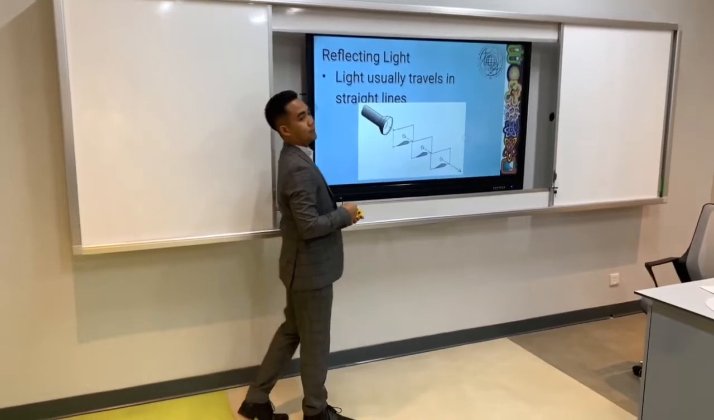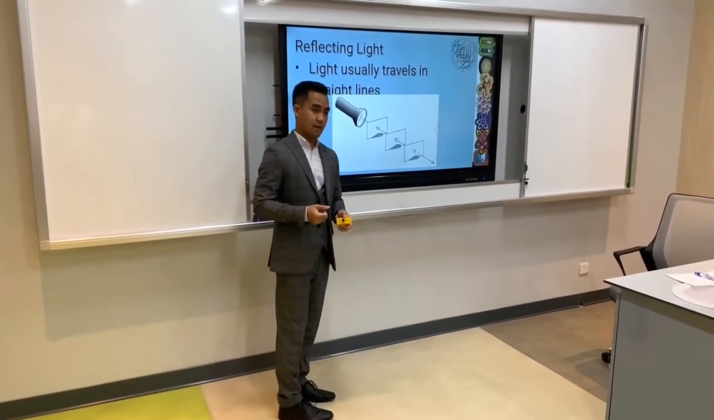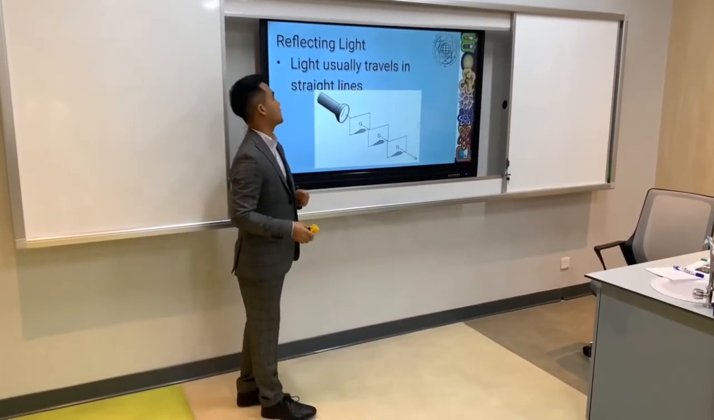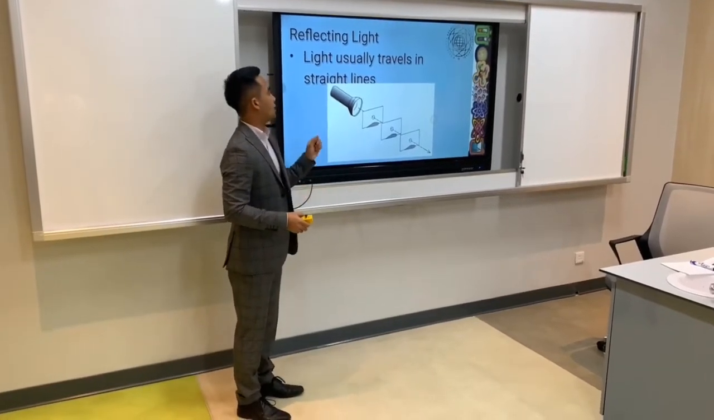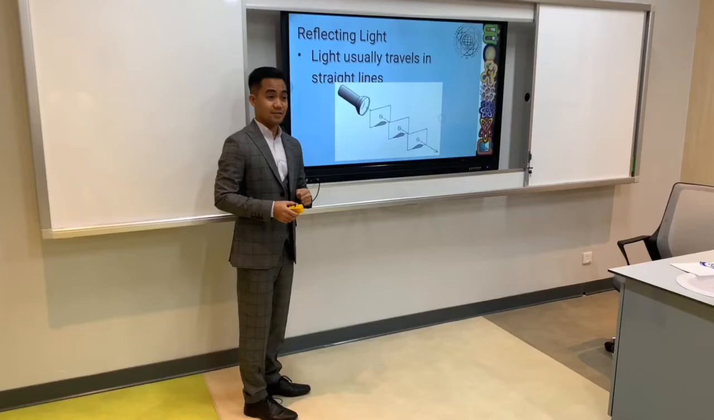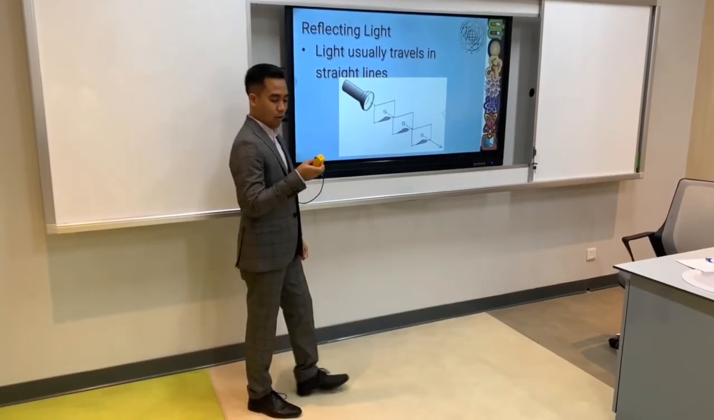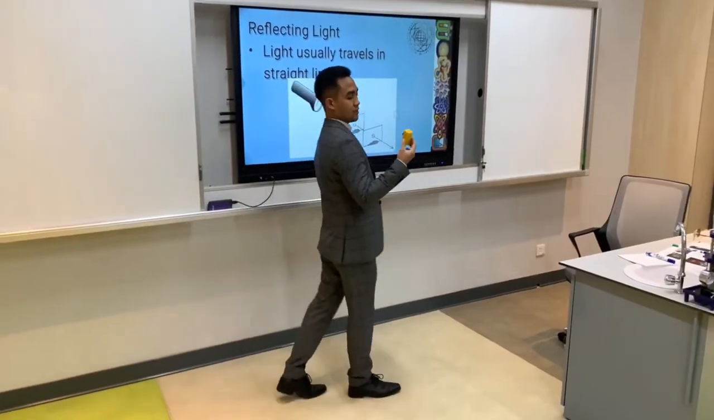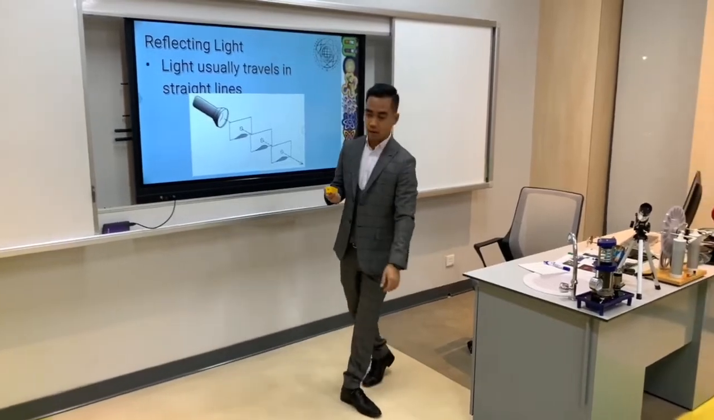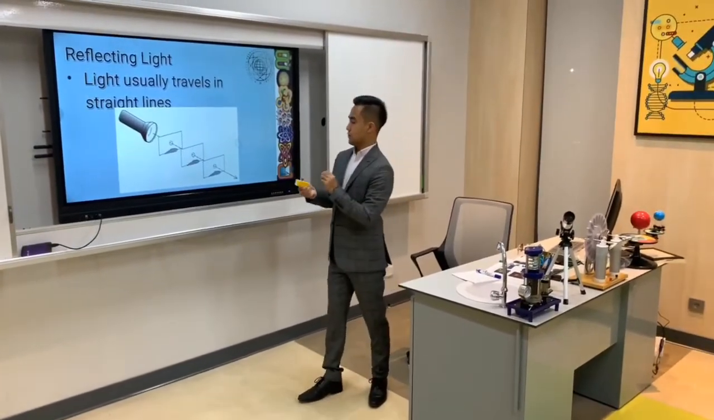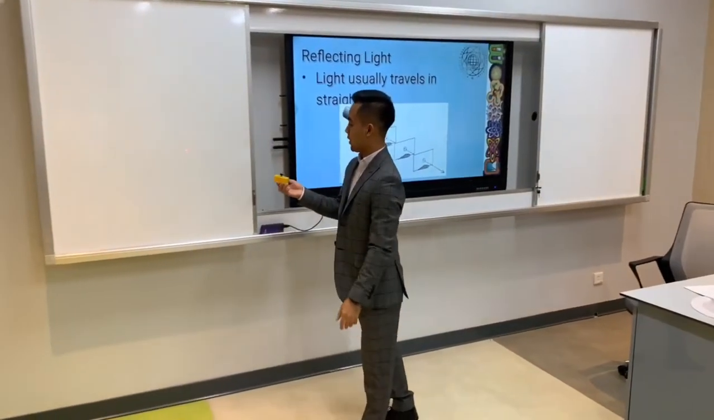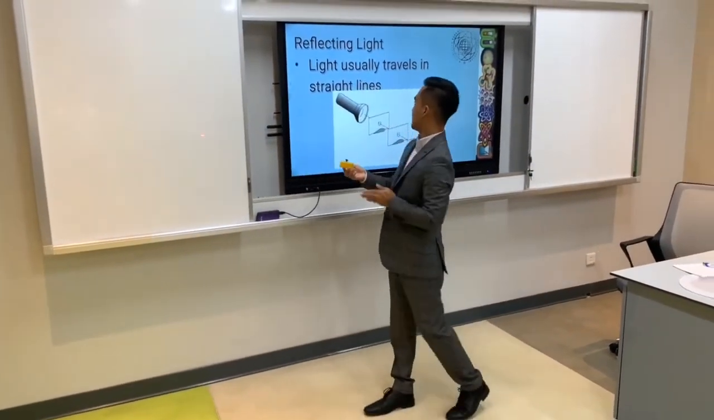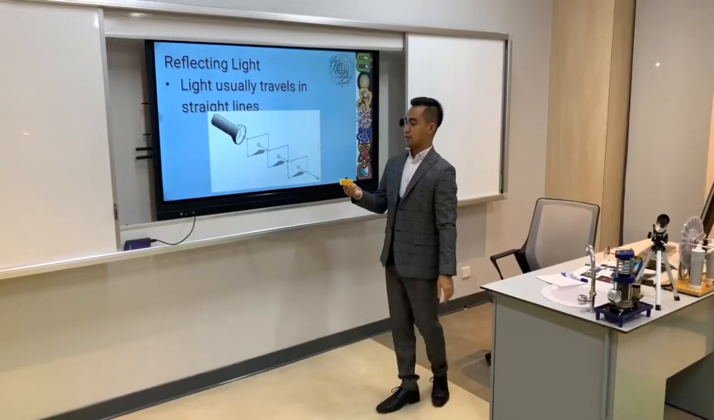Okay, one of the primary concepts that we have to know is about reflecting light, or reflection. So light usually travels in a straight line. So I'm holding here with me this laser to demonstrate to you how light behaves. As you can see, it can travel in a straight line.